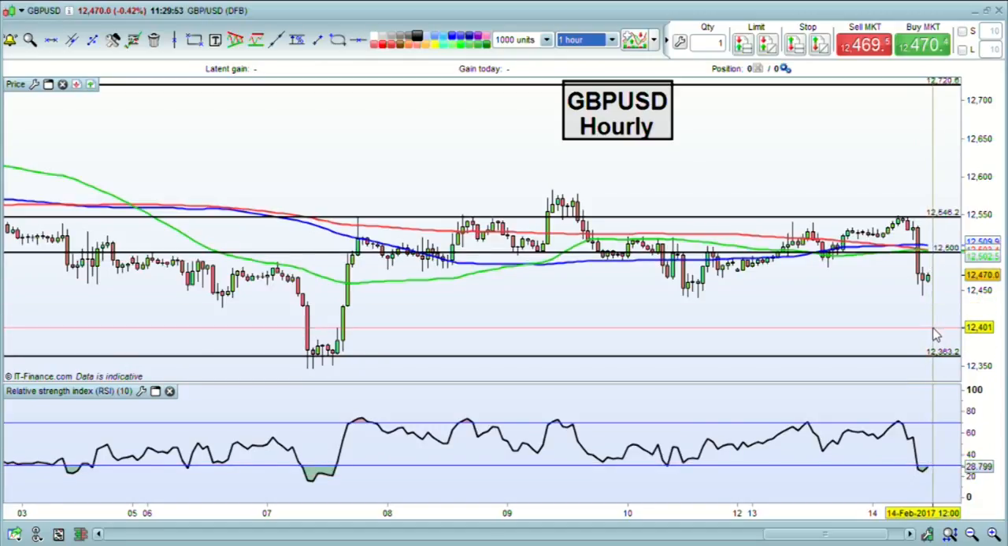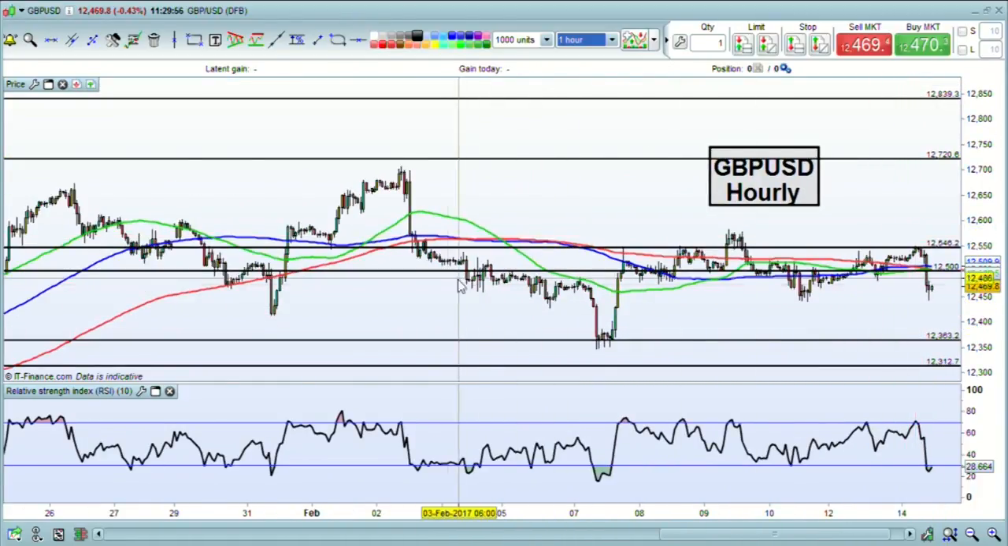But certainly, as I said, expectations are potentially that we've got more weakness to come in sterling, and that would keep us within this band that we've been trading in, with the support at 123.63.